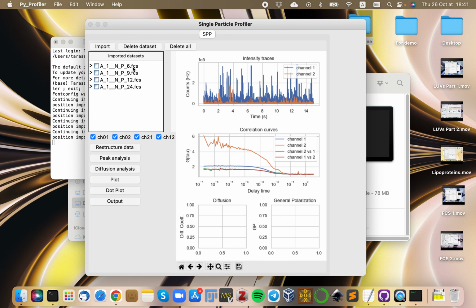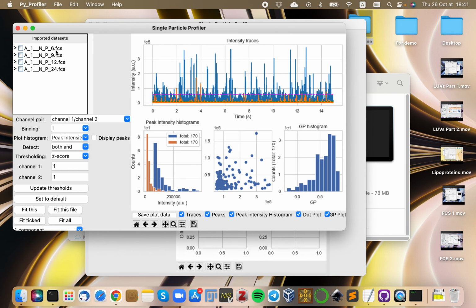So 6 means that I have the most RNA per lipid. 24 means the opposite. And here there is also a blue channel 1, which is from the lipid dye, and the orange one is the red channel, which comes from the RNA labeled by Alexa 647. So you go to peak analysis.